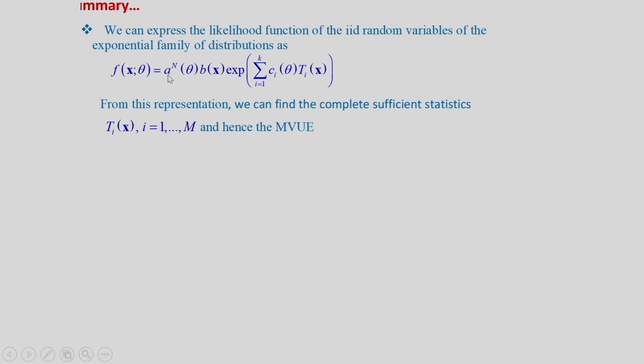This can be written as a to the power n theta into b of x vector, exponential summation ci theta ti x, i going from 1 to k. We can write in this form, and from this representation we can find out the complete sufficient statistics as Tix, i going from 1 to k. From that complete sufficient statistic we can find out the MVUE, because we have to find a function of Tix which is unbiased, and that will give you the MVUE.